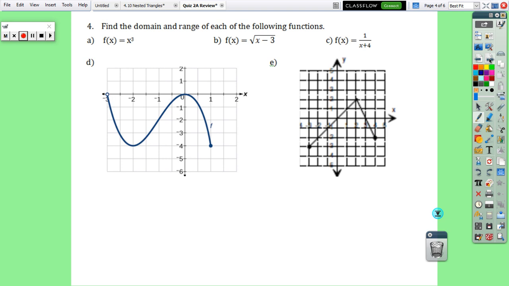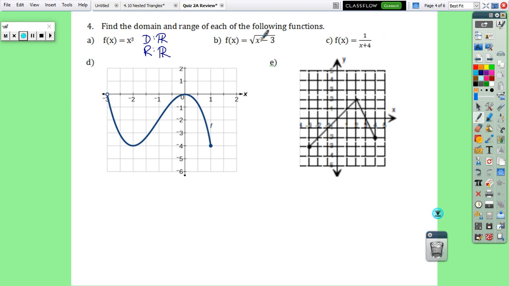Okay, find the domain and range of each of the following functions. So on x cubed, our domain is all reals, and our range is going to be all reals also, okay? The reason that it's all reals is because we don't have one of the mathematical problems that we talked about. And if you remember, the mathematical problems that we talked about were square roots and fractions.